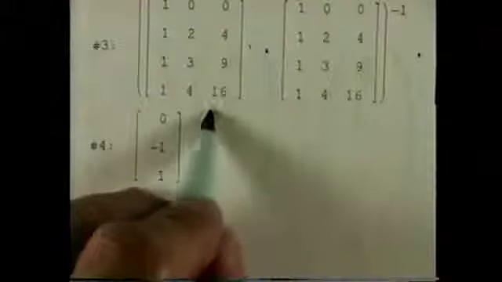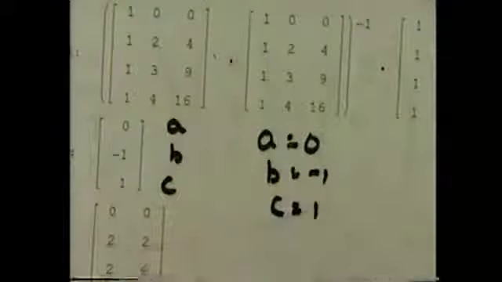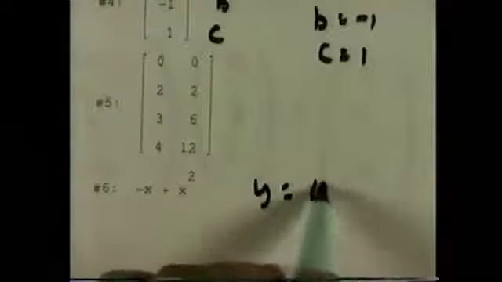So since I had my vector a, b, c, this is going to be a, b, c. So I get a is 0, which we already knew really, b is -1, c is 1. So my equation is going to be y equals 0 minus 1x plus 1x squared.